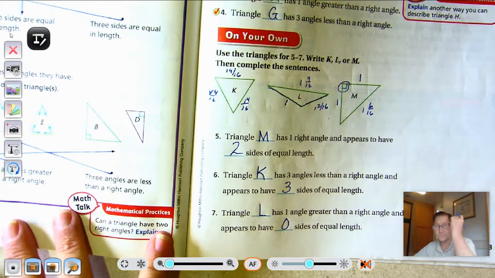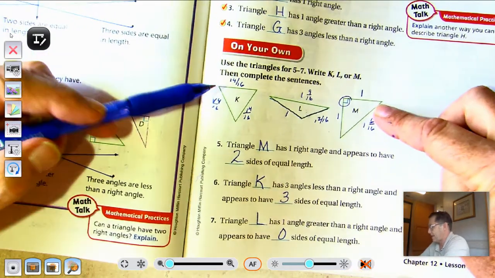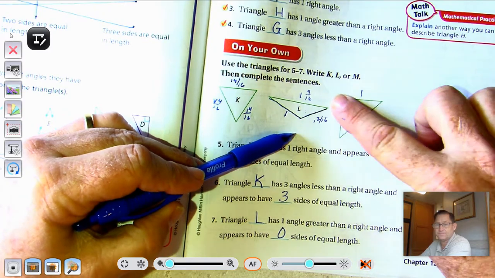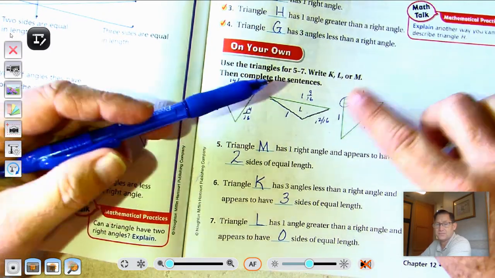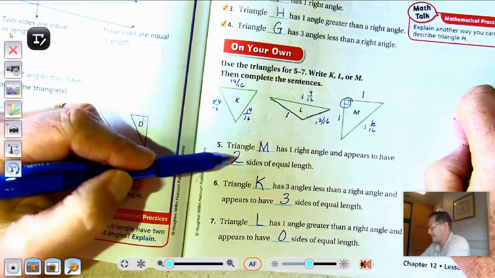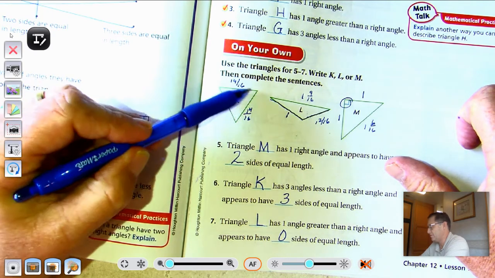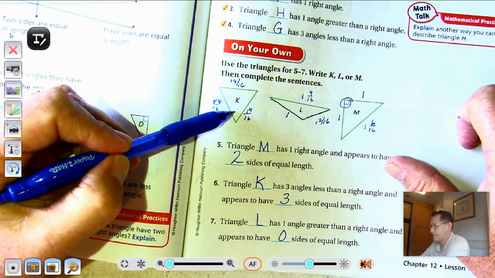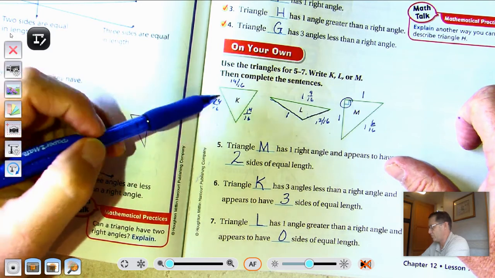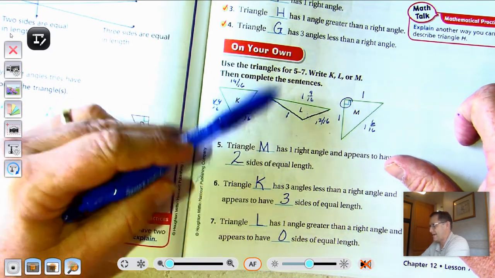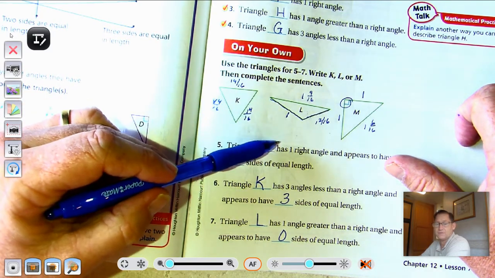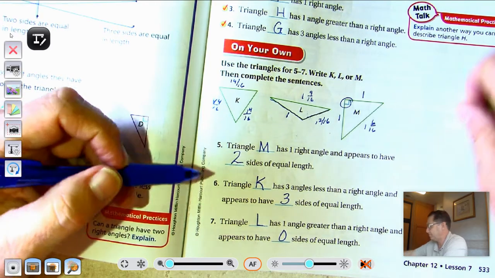So let's review. Triangle M has a right angle, and it had two sides of equal length. K had three angles less than a right angle, and all three sides were equal. Triangle L had an angle greater than a right angle, and no sides that were equal.